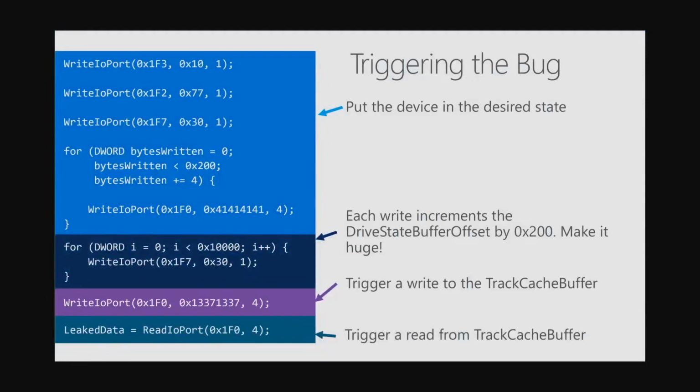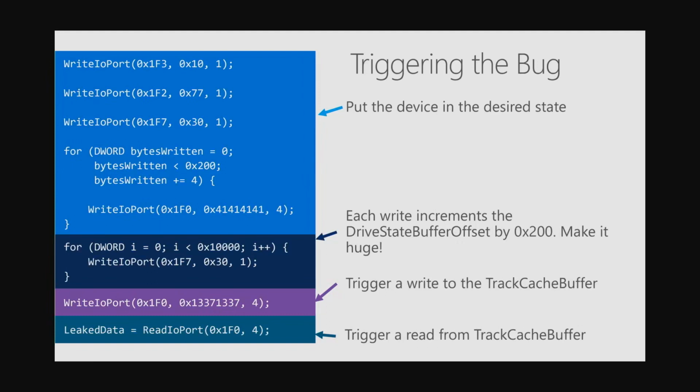The vulnerability itself is inside of the state machine of the emulated storage device. So it's not super straightforward to show you a code snippet for exactly where the bug is. But effectively what was happening here is that the emulated storage component was supposed to enforce that this drive state buffer offset variable would never get too big, and it wasn't enforcing that correctly. So the way that you trigger the bug is first you do a couple of IO port writes just to put this device in a desired state.